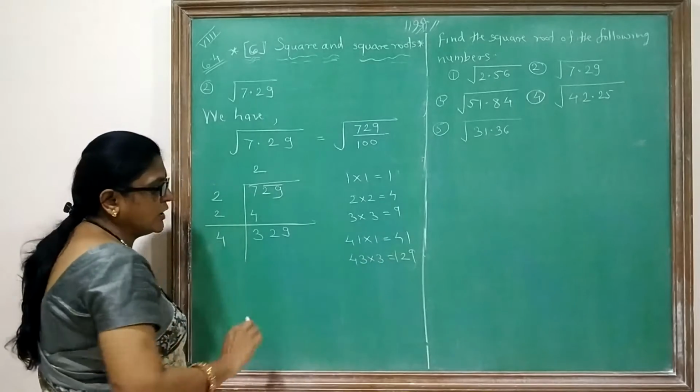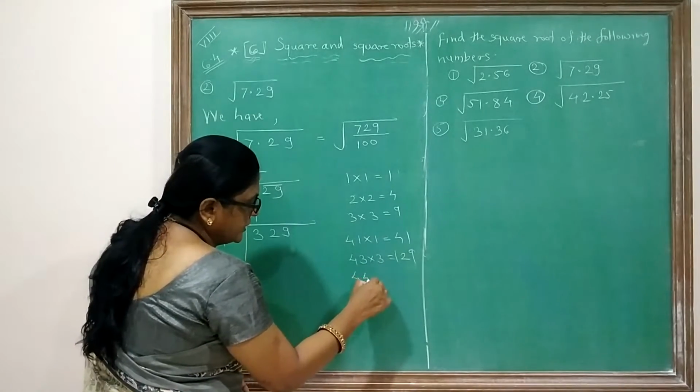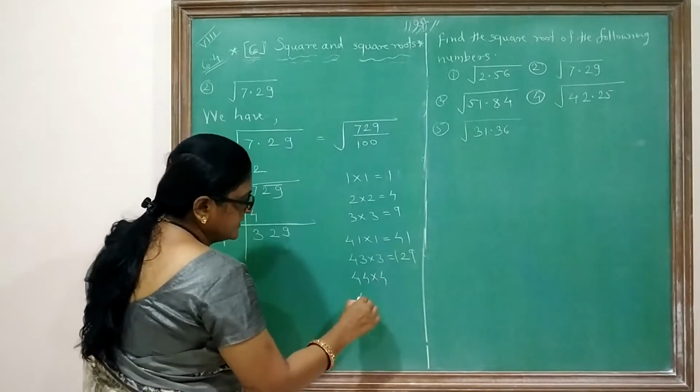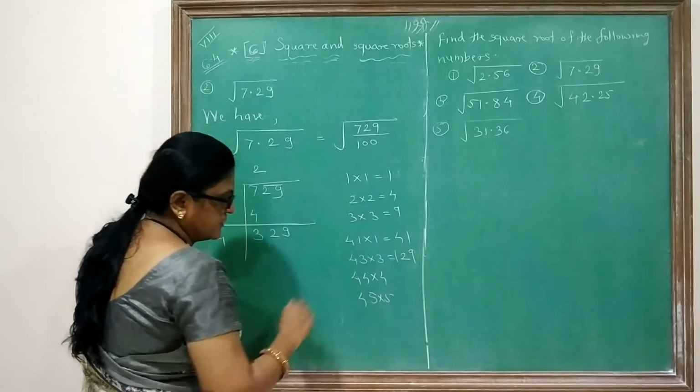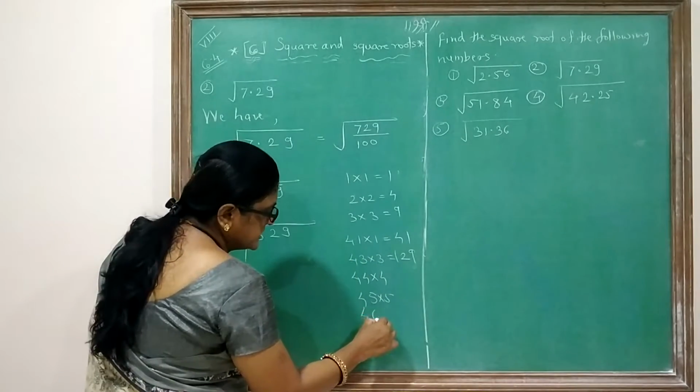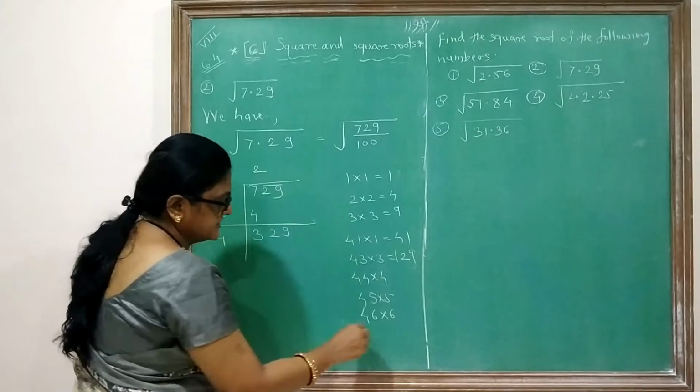But this is a very small number. Then again you will take 44, then 4 4s are 16. Then 45 into 5, that is 5 5s are 25. Then 46 into 6, that is 6 6s are 36.